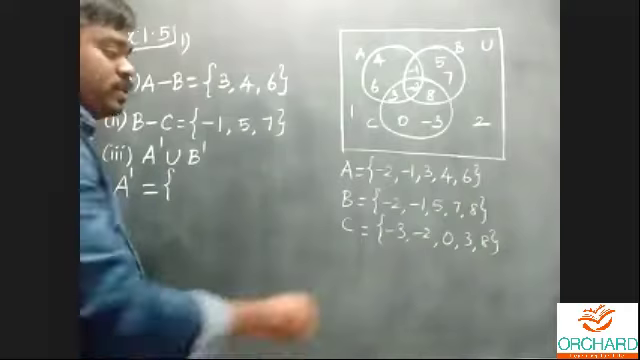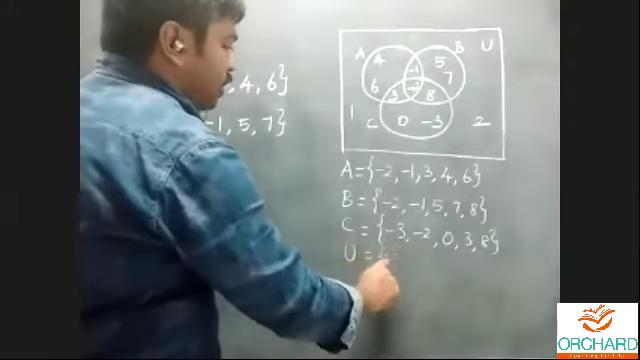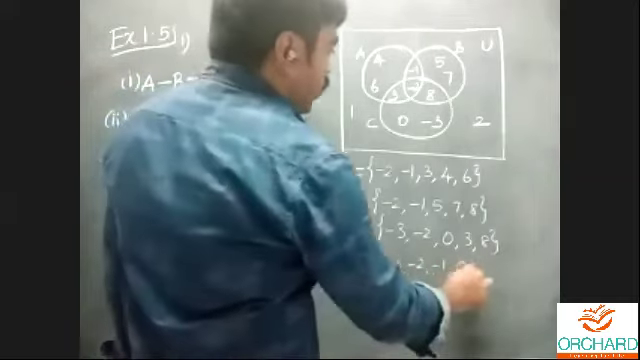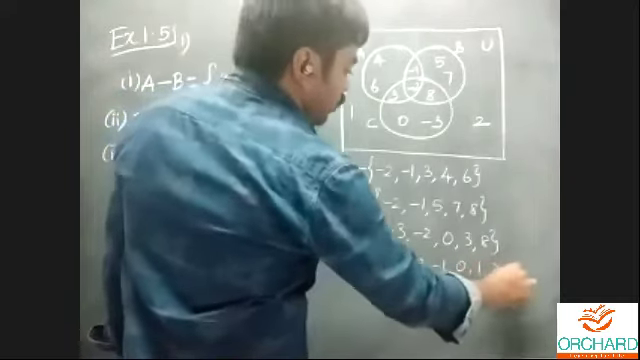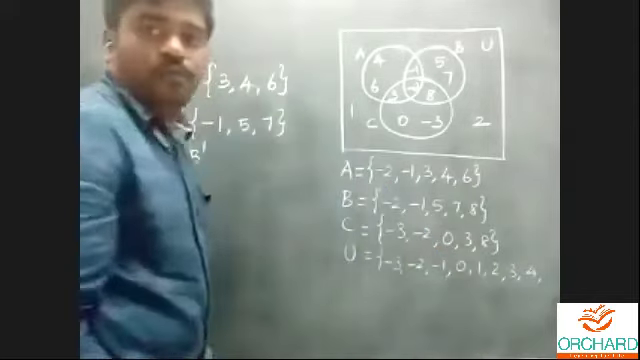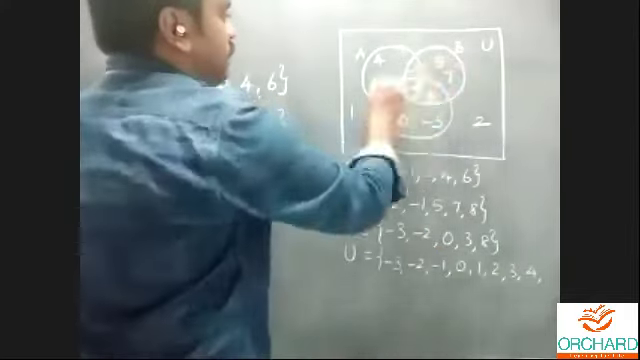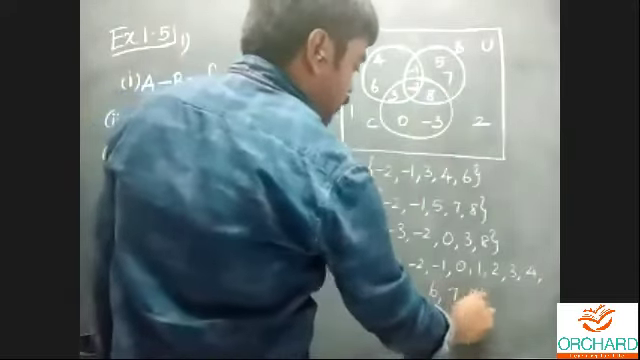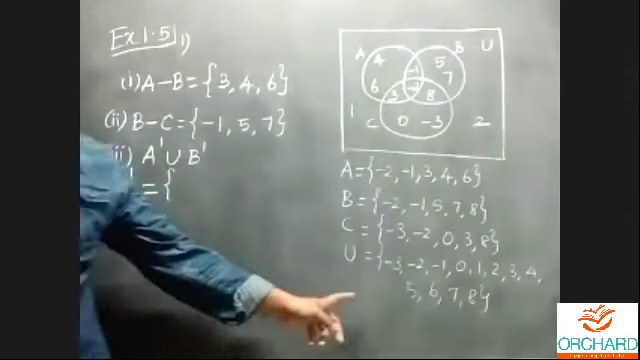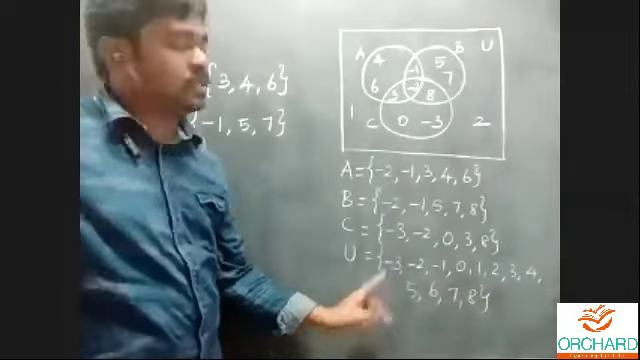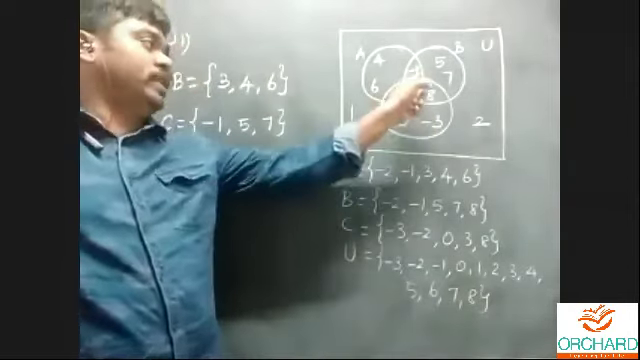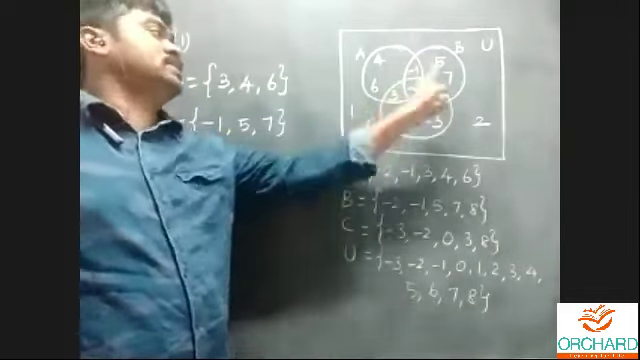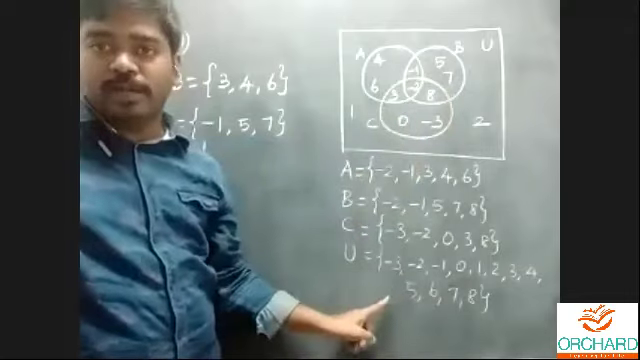Next, the universal set U. The universal set combines all the elements: -3, -2, -1, 0, 1, 2, 3, 4, 5, 6, 7, 8. This is only the idea for the universal set. We'll write all the elements of the universal set: -3, -2, -1, 0, 1, 2, 3, 4, 5, 6, 7, 8.